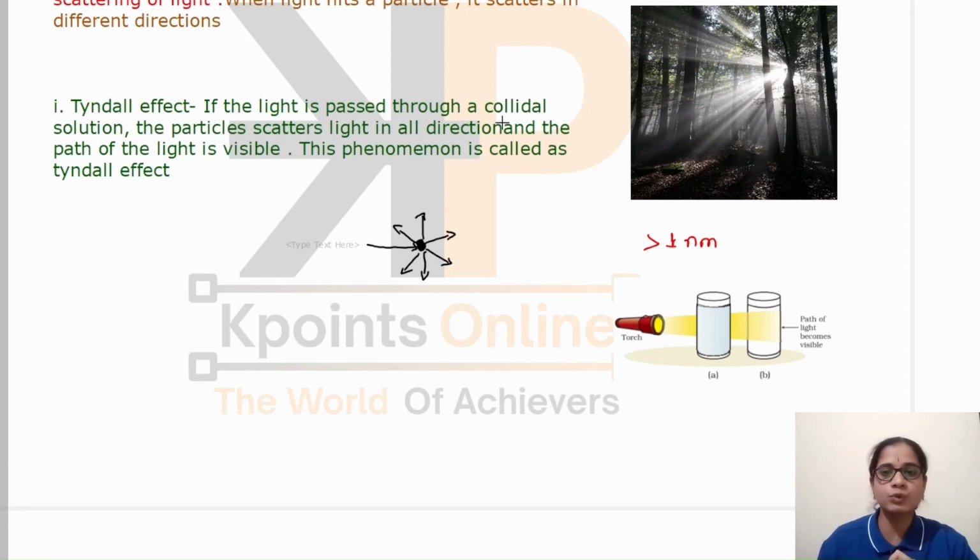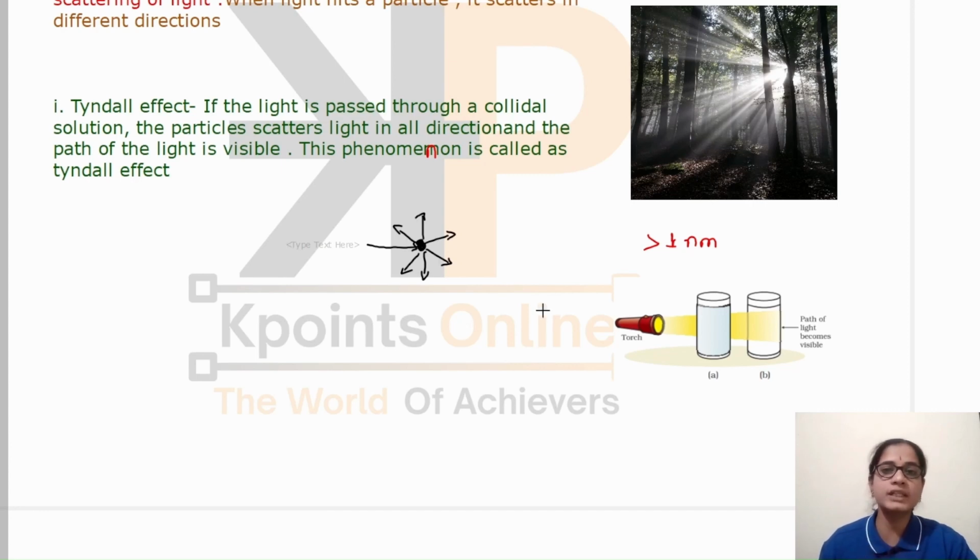If the light is passed through a colloidal solution, the particles scatter light in all directions and the path of the light is visible. This phenomenon is called the Tyndall effect. You can also see the Tyndall effect in the canopy of a forest, which consists of a large number of tiny water droplets or mist. When the sun rays hit those tiny water droplets or other mist particles, the light is scattered in different directions, because of which the path of the light becomes visible. It is due to the Tyndall effect.